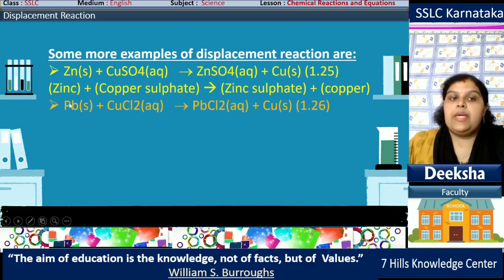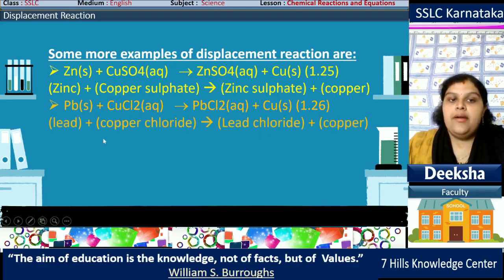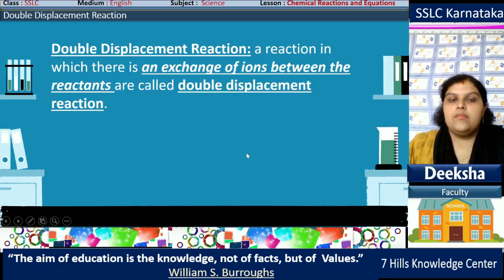Another example is Pb plus CuCl2 gives PbCl2 plus Cu. That is, lead plus copper chloride gives lead chloride and copper. Same thing is applicable for this also. Pb, that is lead, is more reactive than copper. That is the reason it has displaced copper.